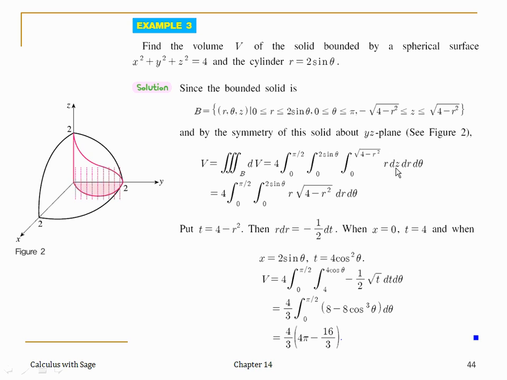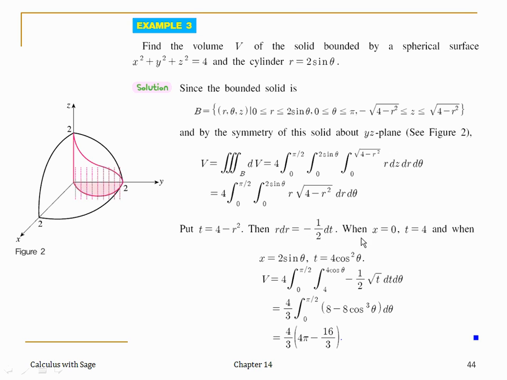If we simplify this, then it can be written in this way. In order to integrate this, we substitute 4 minus r squared as t. Then r dr d theta can be written as minus 1/2 dt, because dt is equal to minus 2 r dr, and this gives us this.